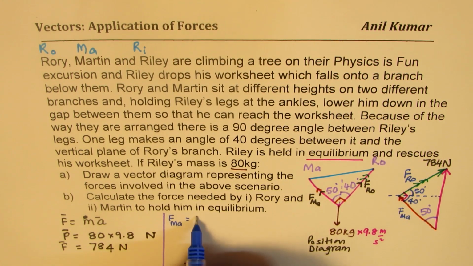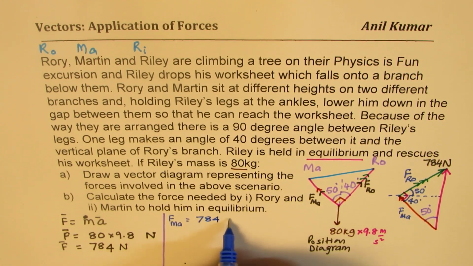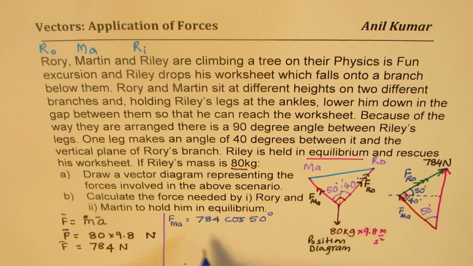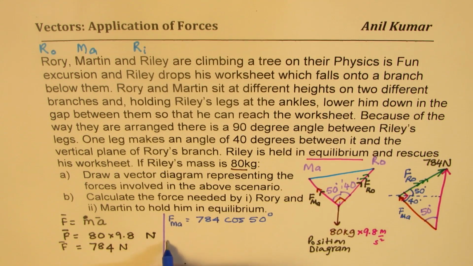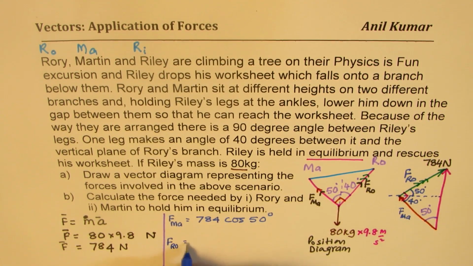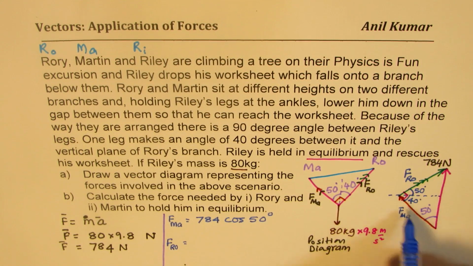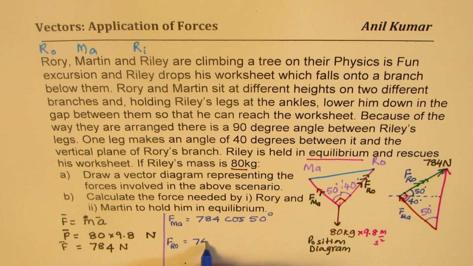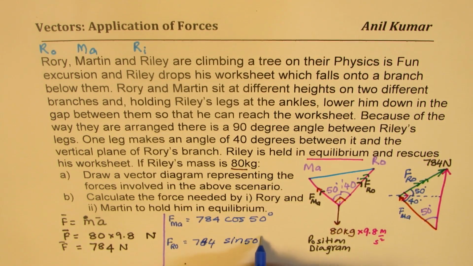So it'll be 784 cos of 50 degrees, right? So you can calculate this using a calculator, and force for Rory will be, that is the opposite side. Just solve this 90 degrees triangle. 784 sine of 50 degrees. Correct? Let's calculate these values and get our answer.